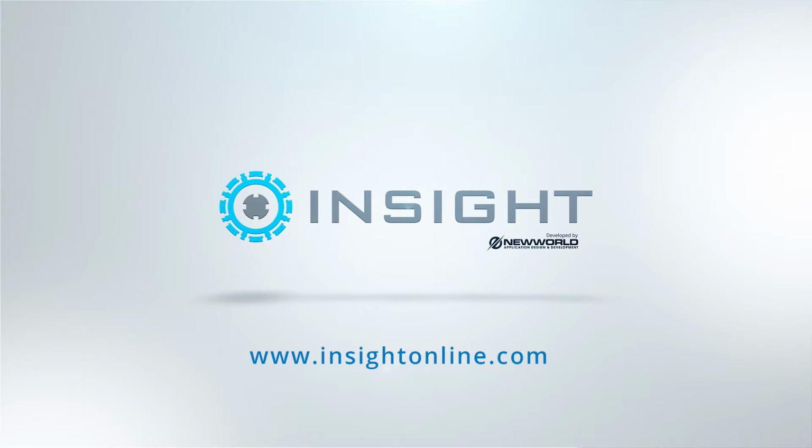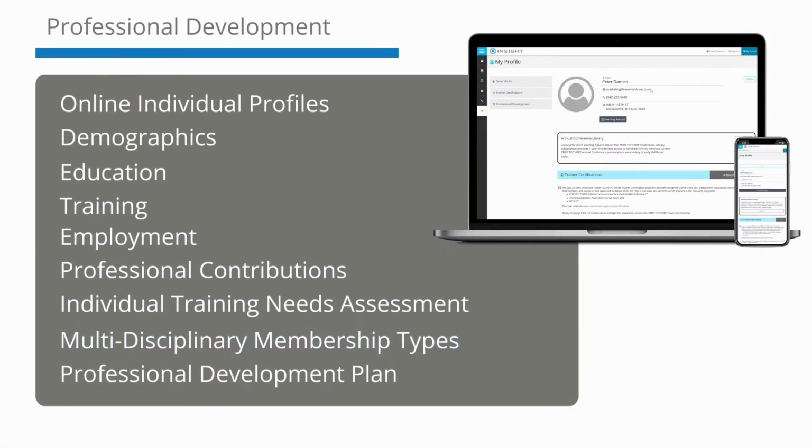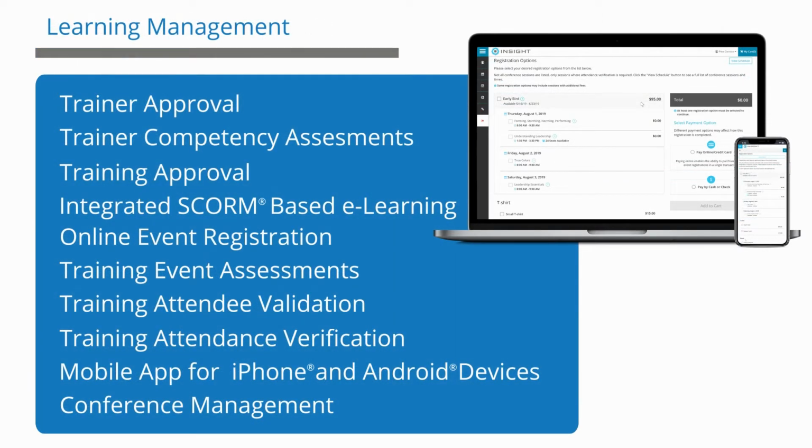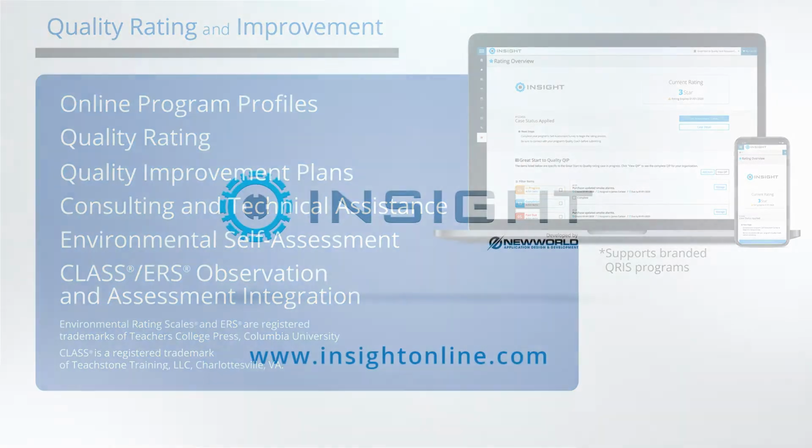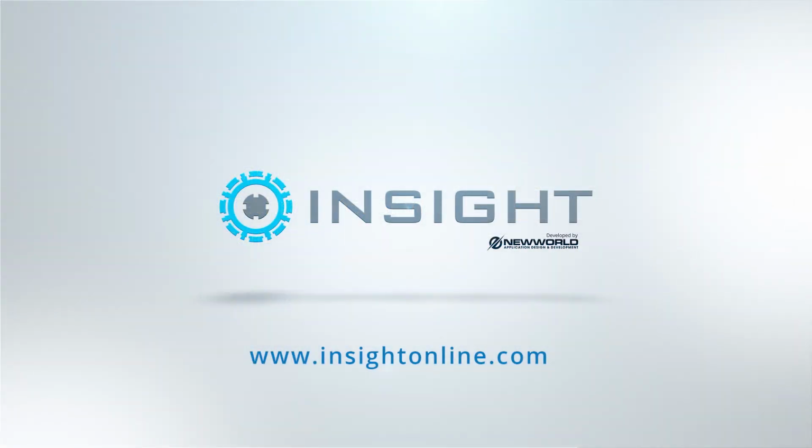This video demonstration is part of a collection created to show various features of New World's Insight data system. Insight is the data system used by over 20 state and regional clients to facilitate a wide range of early childhood professional development and quality improvement initiatives. Insight includes a full-featured professional development registry, an integrated learning management module, a quality rating and improvement module, and other modules supporting grants, scholarships, stipends, and more.